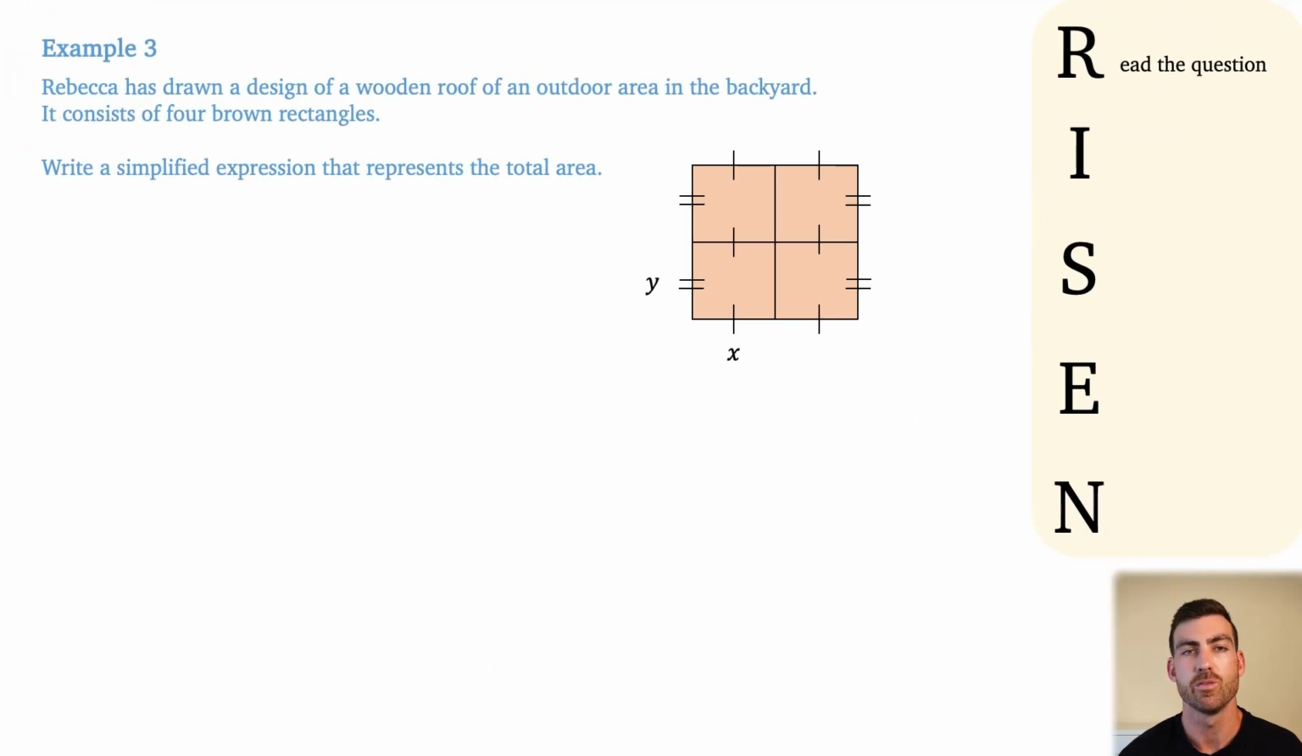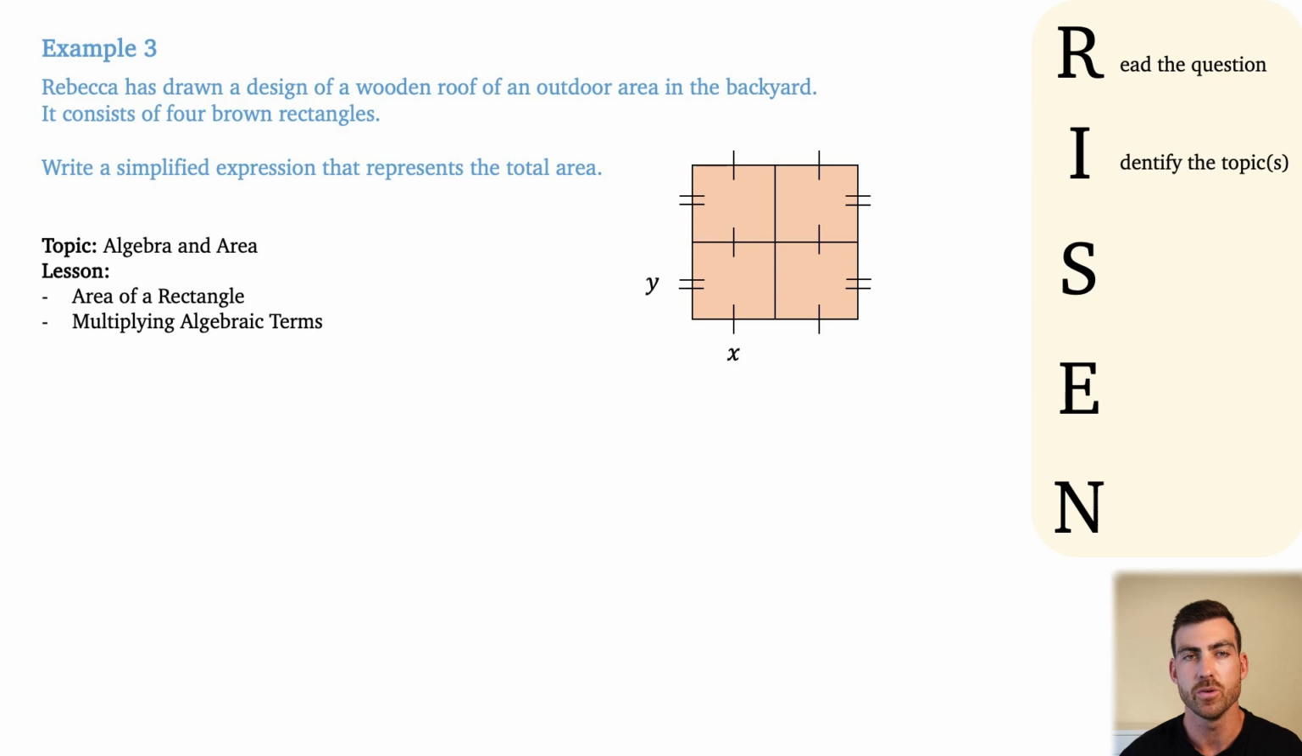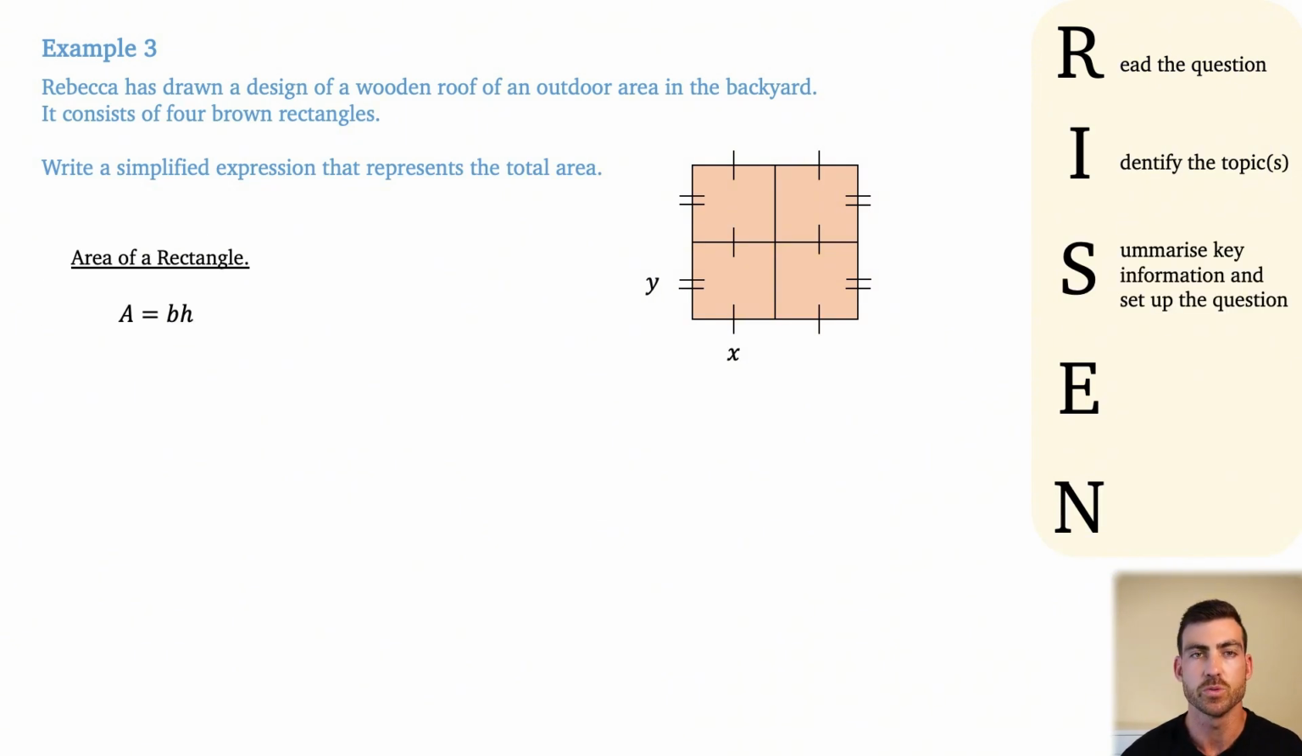Example 3. Rebecca has drawn a design of a wooden roof on an outdoor area in her backyard. It consists of 4 brown rectangles. Write a simplified expression that represents the total area of the roof. Here we're using the skills of algebra as well as the skills of area, specifically the area of a rectangle. Let's summarize and write down the formula for the area of a rectangle. Its area equals base times height.